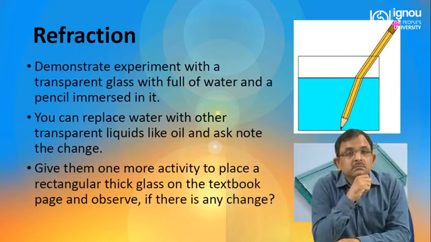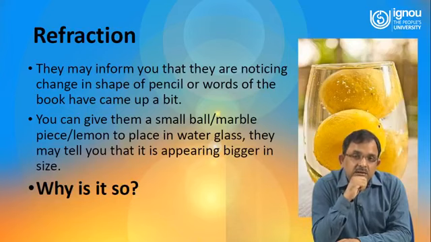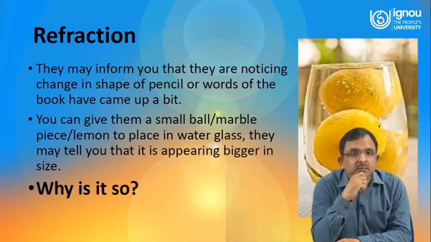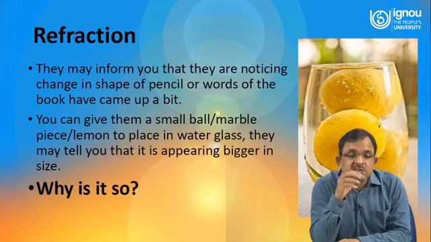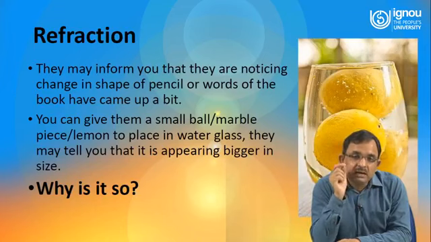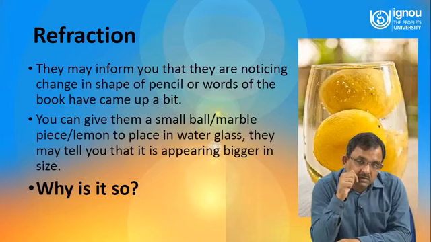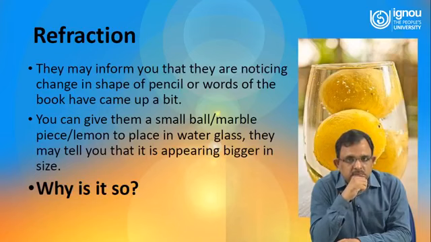Why is it happening? It is happening because when light passes from one medium to another medium, its direction gets affected by the density of that medium. It means light does not pass in the same way in different media.